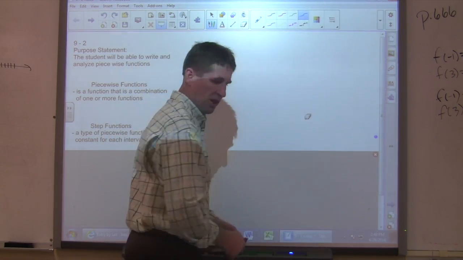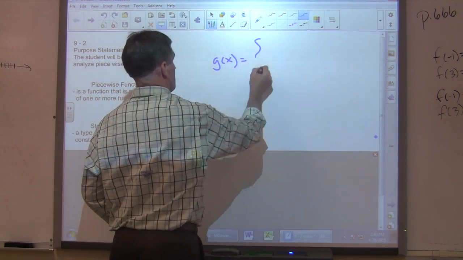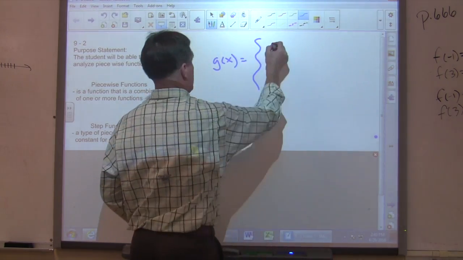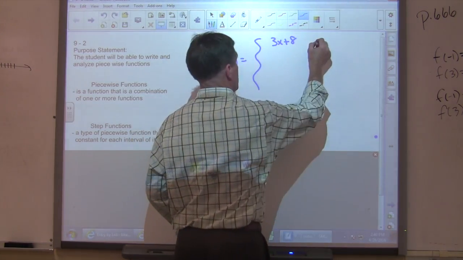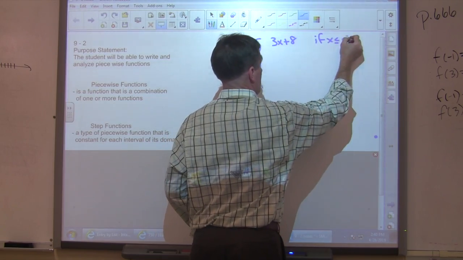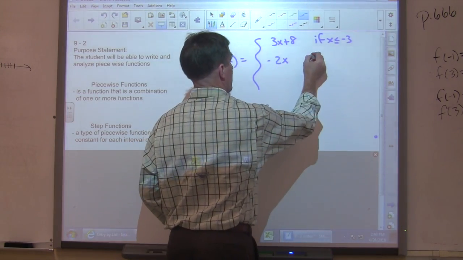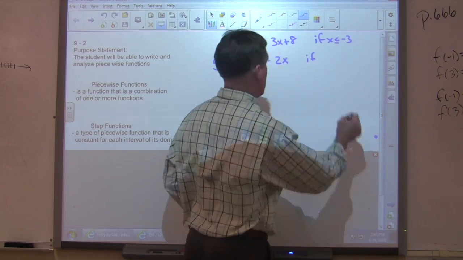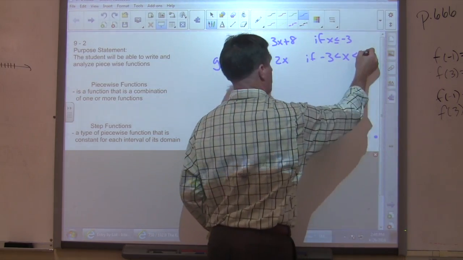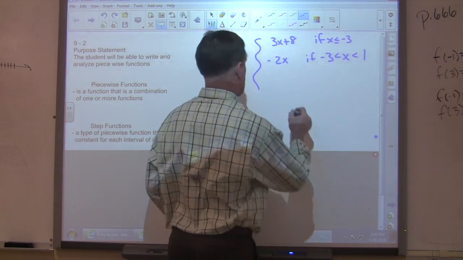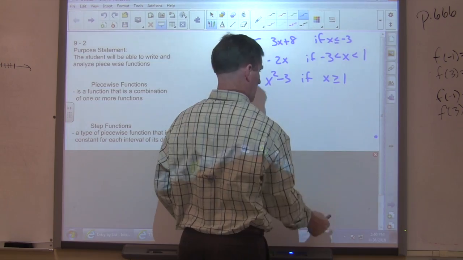So let's write that expression up here. g of x is equal to 3x plus 8 if x is less than or equal to -3, -2x if -3 is less than x is less than 1, and then x squared minus 3 if x is greater than or equal to 1.